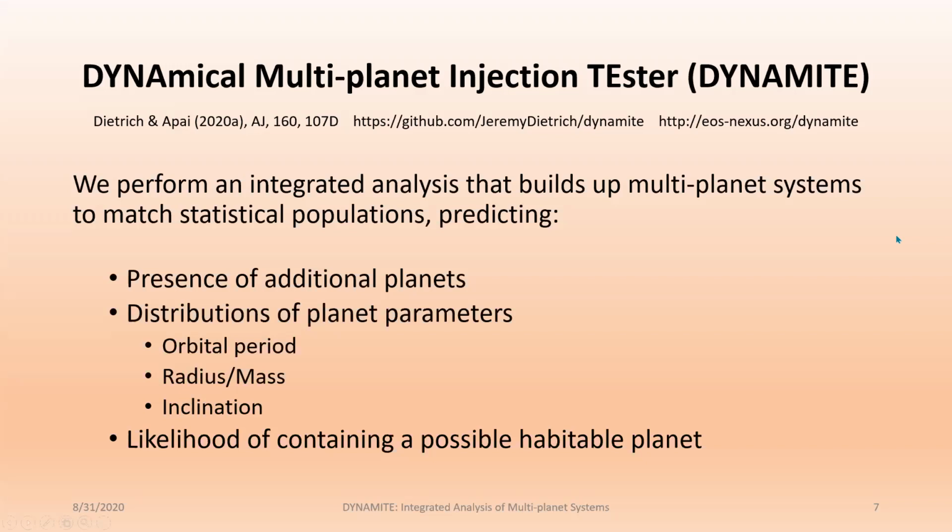DYNAMITE is open source and is available on GitHub at the above link. A description of DYNAMITE can be found on the EUS website, and the DYNAMITE paper has been published in the Astronomical Journal. In the coming slides, I'll describe our goals in creating DYNAMITE, how it works, and the powerful predictive results we generate for a variety of different multi-planet systems.